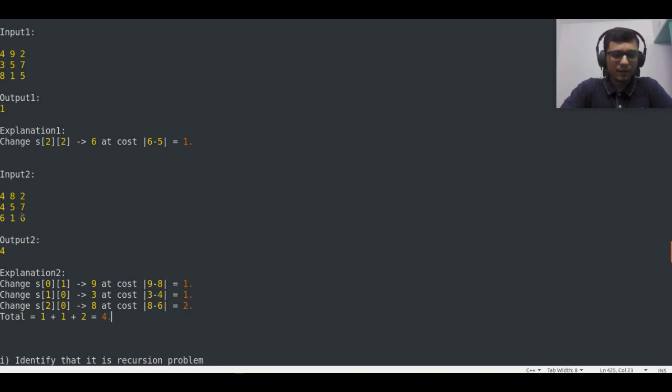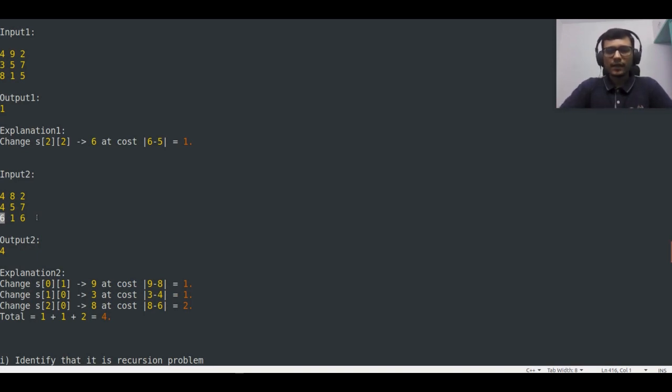And you can check that after performing all these replacements, that is after replacing this 8 by 9, this 4 by 3, and this 6 by 8, if you perform the sum of all the rows, columns and diagonals, that sum will be the same value. They'll sum up to the same value. So hence after all these replacements, it will be converted to the magic square.